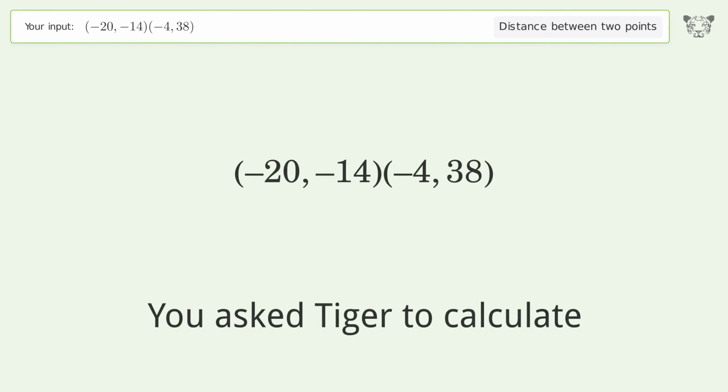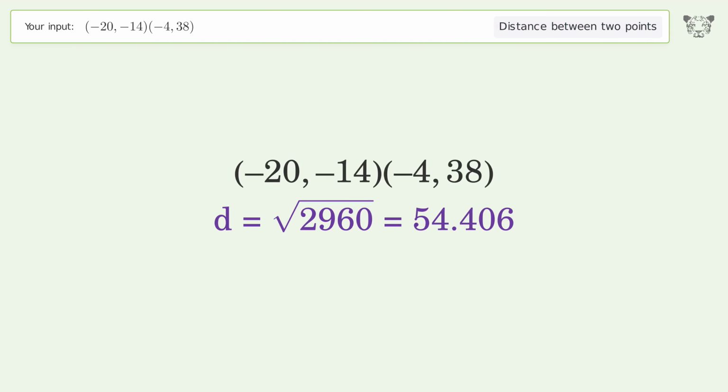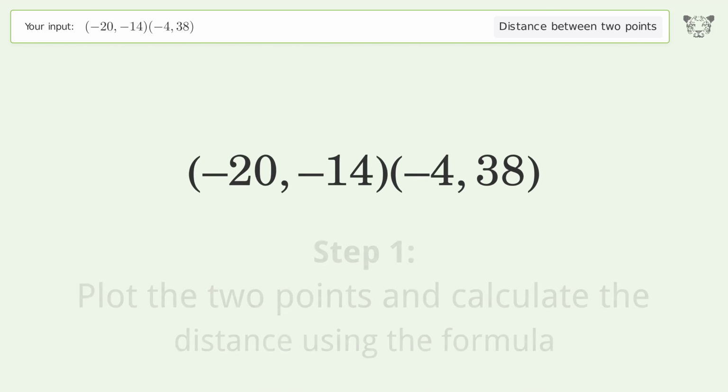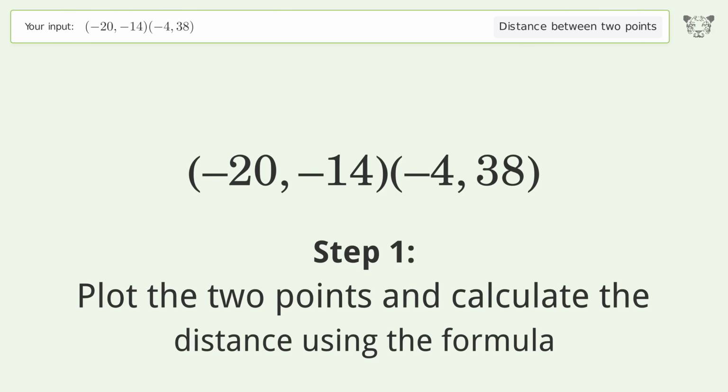You ask Tiger to calculate. This deals with the distance between 2 points. The distance between the 2 points is the square root of 2,960, or 54.406. Let's solve it step by step. Plot the 2 points and calculate the distance using the formula.